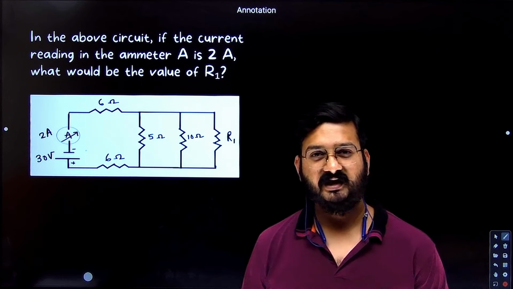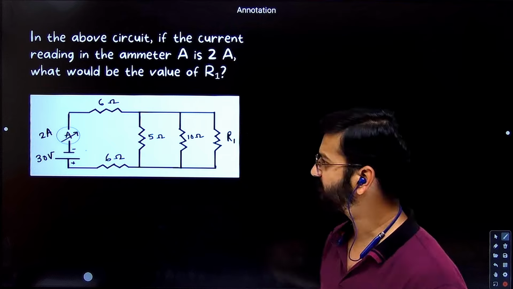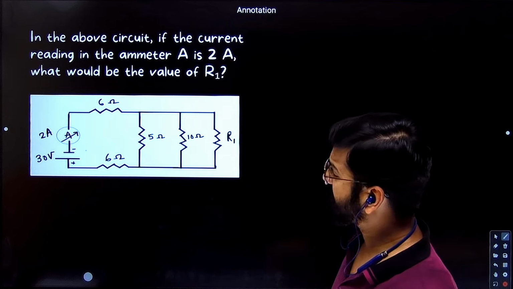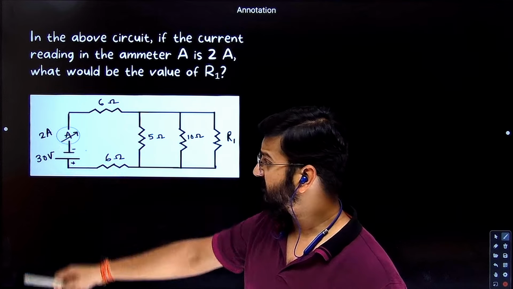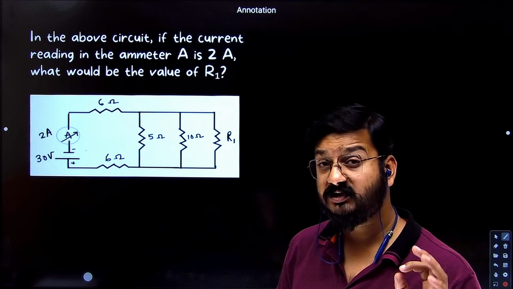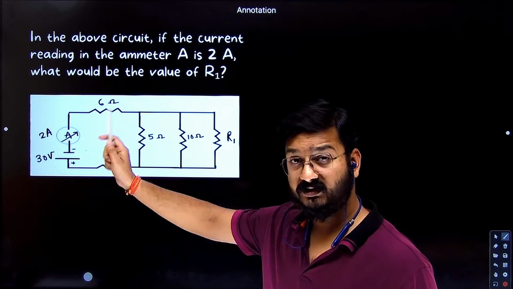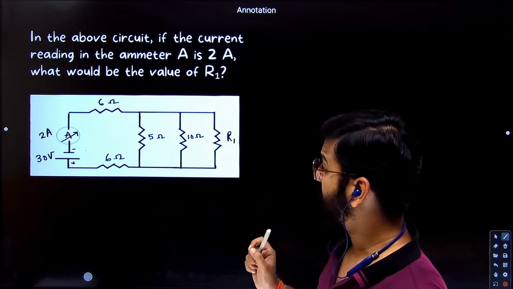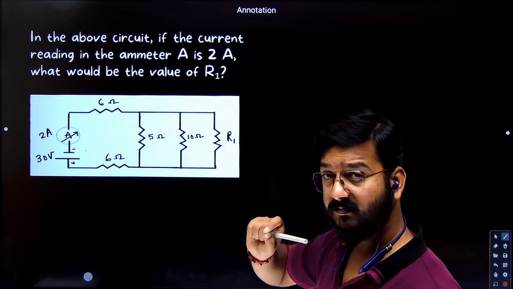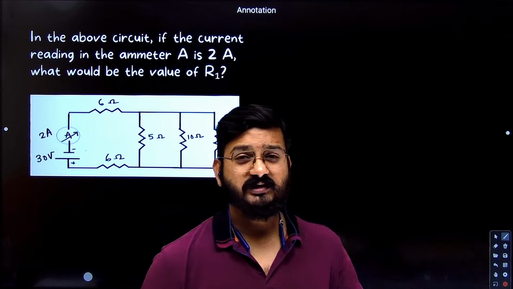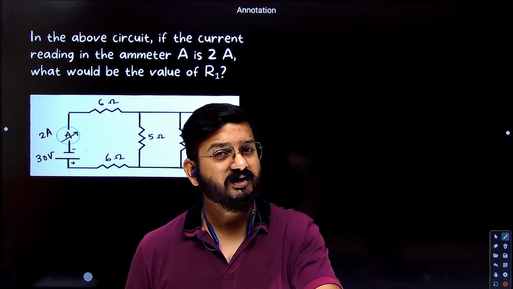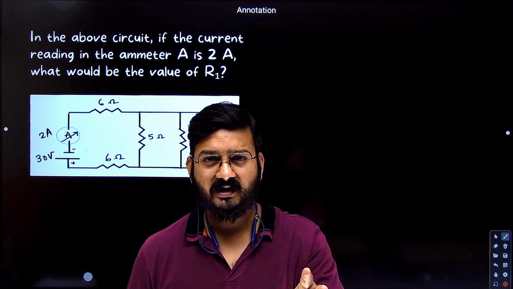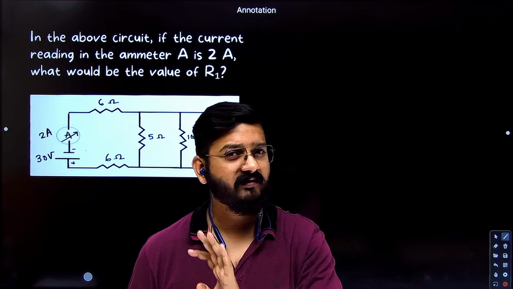Okay, students, let's discuss the next problem. Very interesting question. If you see here, what is given? The current reading of the ammeter is 2. So this ammeter is showing you how much reading. It means the total current in the circuit is 2, because it is directly connected to the cell. What would be the value of R1? That is the question. So see, if you have the total current and you have the total potential of the cell, you can use V equal to IR and you can calculate the R effective of the circuit.